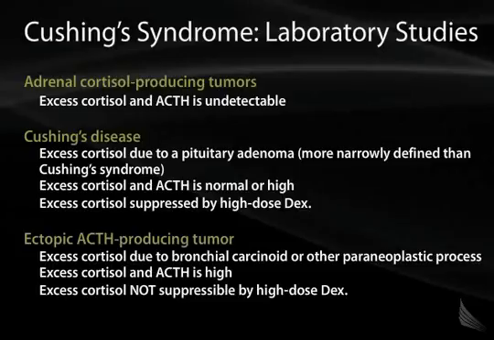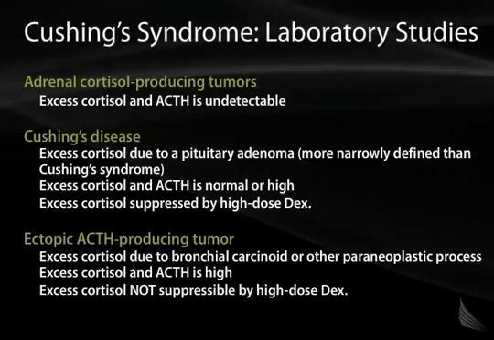Let's try to put this in better context in the next slide, looking at specific laboratory studies. So again, the steps are, you want to find out whether or not the patient has hypercortisolemia, and that can be easily accomplished by measuring 24-hour urine-free cortisol. If it's high, then the patient has Cushing's syndrome. Then the next step is to try to figure out where this is coming from. If it's an adrenal producing tumor, or an adrenal source, then the excess cortisol will be matched with a suppressed ACTH because of negative feedback.